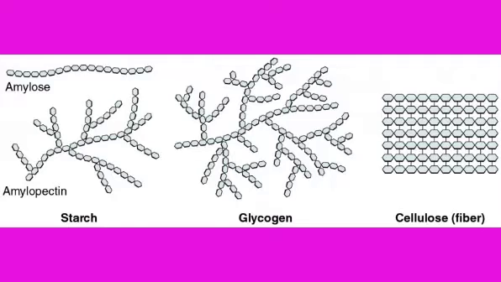And the third one is cellulose. Cellulose is a polysaccharide that is the primary component of the cell wall of green plants. It is also the component of plant food referred to as fiber. In humans, cellulose fiber is not digestible. However, dietary fiber has many health benefits.